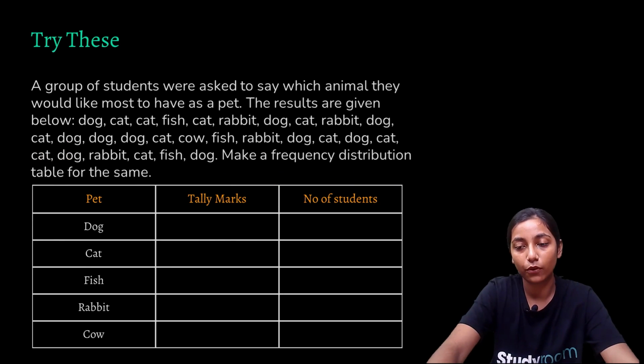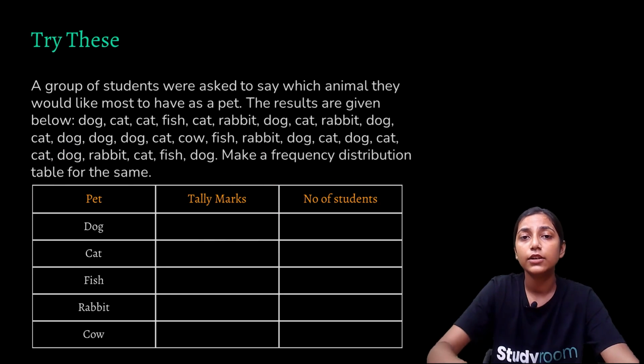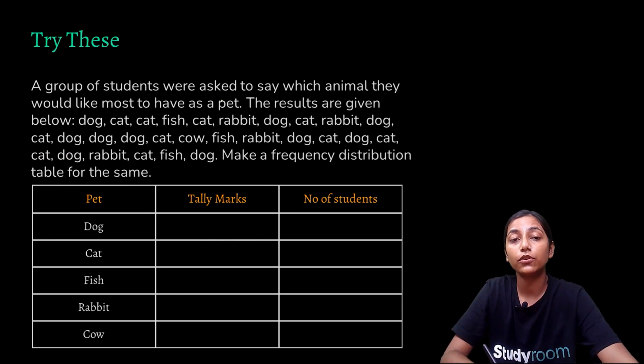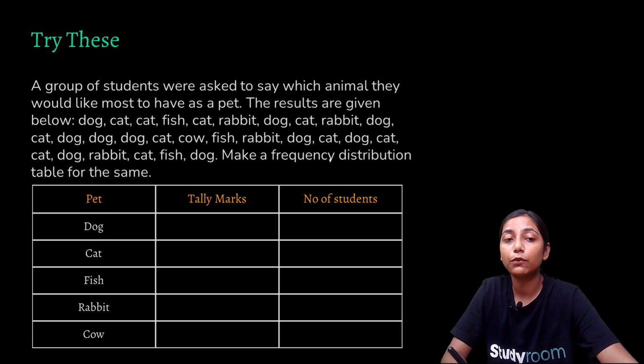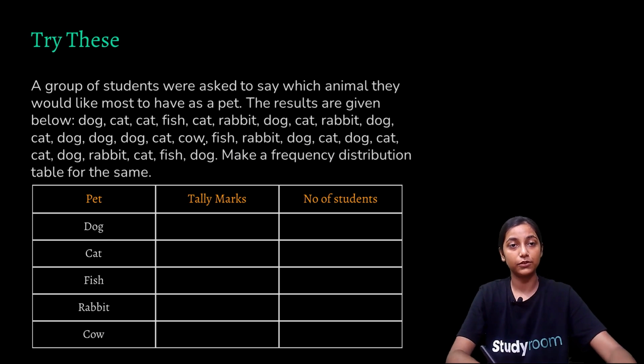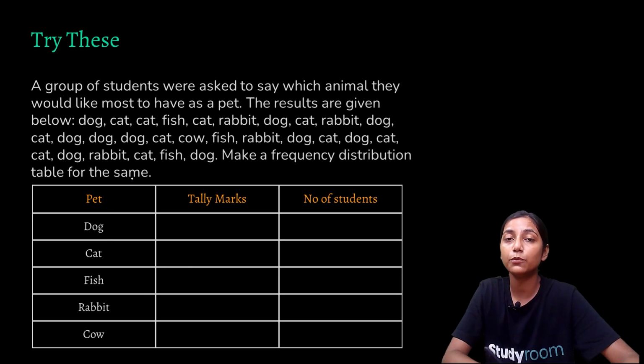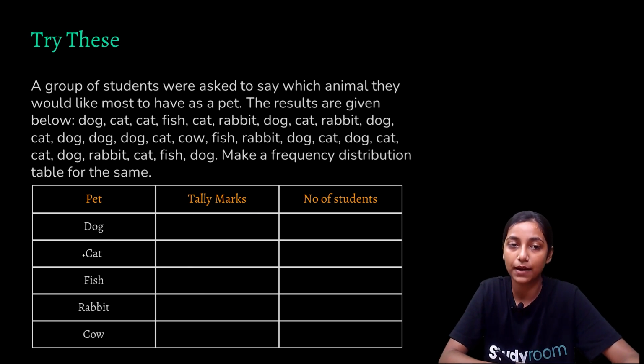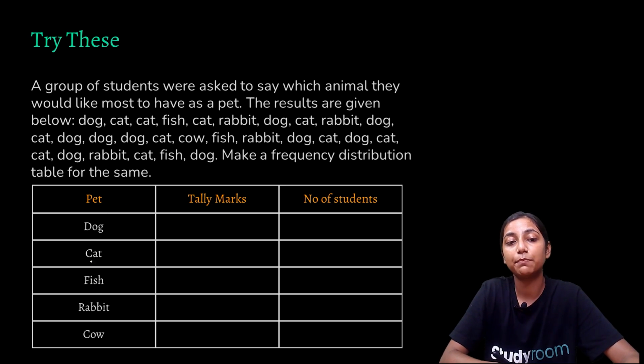We are given some more questions to try. It is written that a group of students were asked to say which animal they would like the most to have as a pet. The results are given below: dog, cat, fish, rabbit, cow. Now we need to make a frequency distribution table for the same. Just like the previous example, we are going to make a frequency distribution table for pet, their tally marks and the number of students who want these animals as their pet.